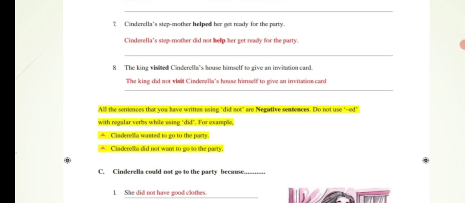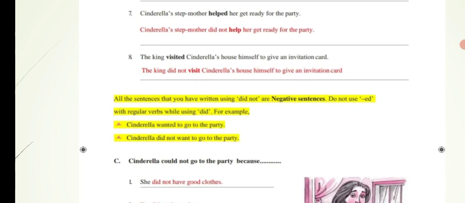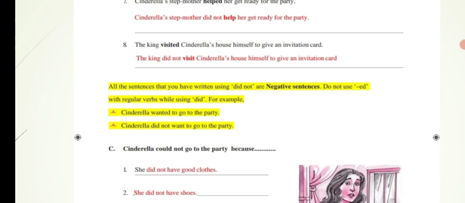Now the thing you have to remember is that all the sentences you have written using did not are negative sentences, and here we do not use ed with regular verbs with did. For example, Cinderella wanted to go to the party becomes Cinderella did not want to go to the party. In the first sentence wanted, but in the second sentence want. Okay, now we will do the next.